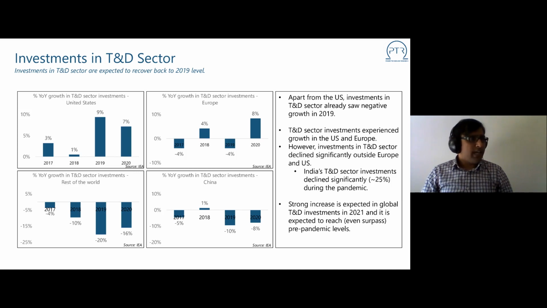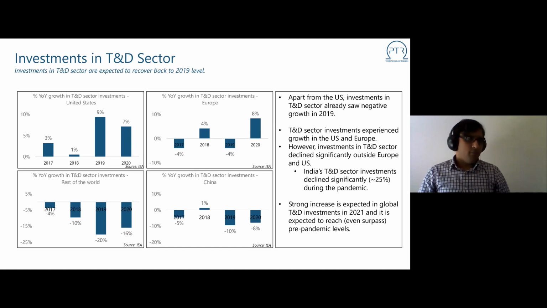A major portion actually came from India once again in 2019, and then further in 2020 we see a 16% further decline in the total T&D investments. And as I discussed earlier, this not only affects transformers but anything in and around the T&D area, the overall power grid sector. The US was the only exception over here, where 2019 saw a positive flow of investments, a 9% increase from 2018, and then even within 2020, 7% positive growth was observed in terms of the T&D investments.